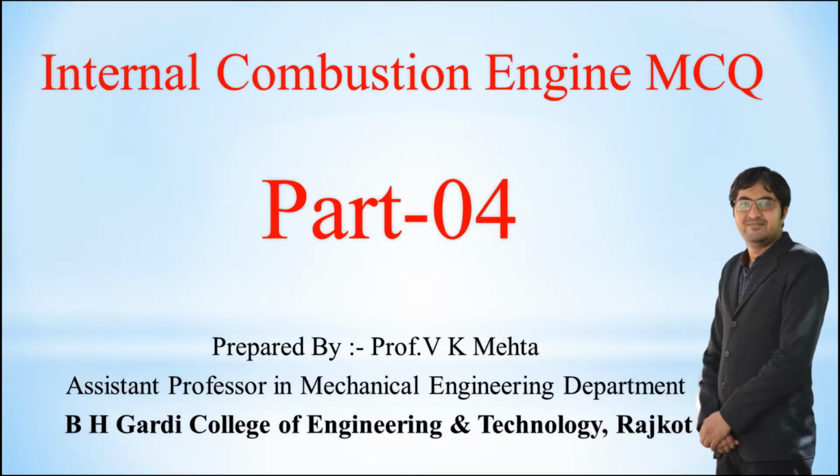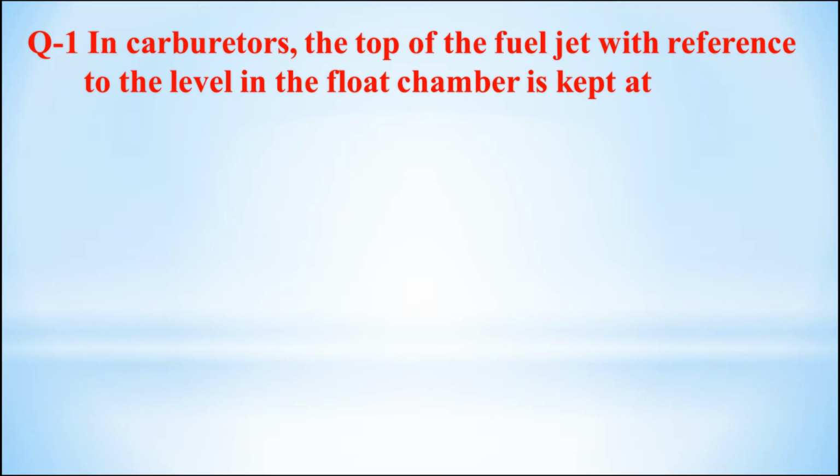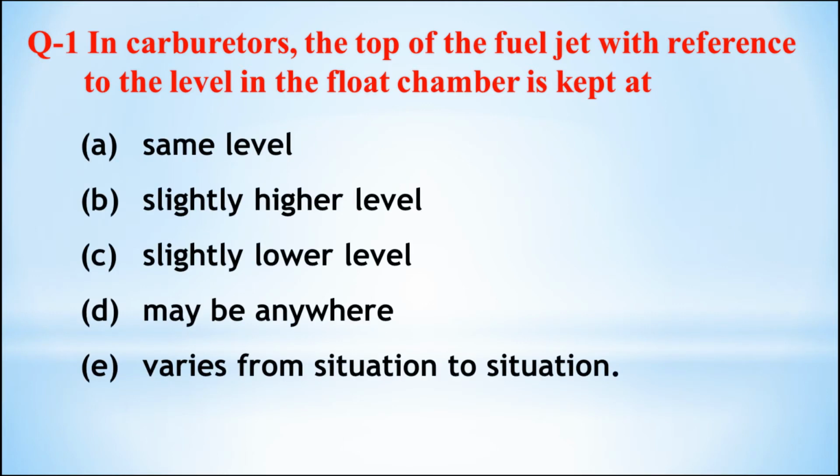In this video lecture we will discuss a multiple choice question on internal combustion engine, which is generally asked in all types of mechanical competitive exam. Let us start with question number 1. In carburetors, the top of the fuel jet with reference to the level in the float chambers is kept at. The options are: option A, same level; option B, slightly higher level; option C, slightly lower level; option D, may be anywhere; and option E, varies from situation to situation.